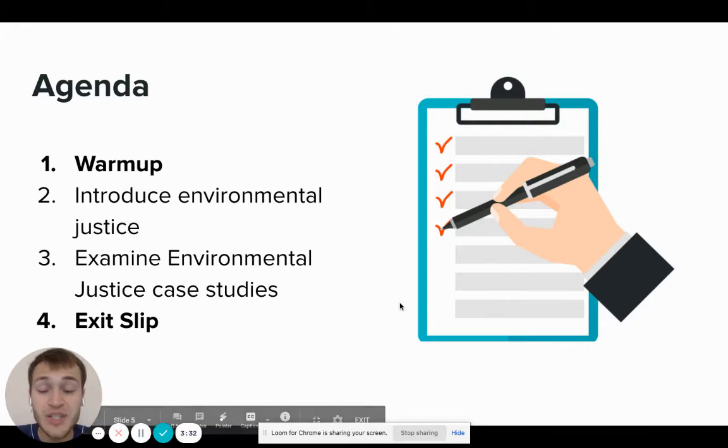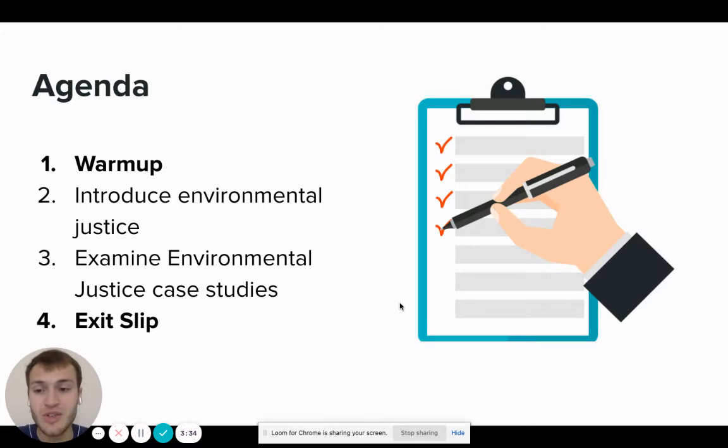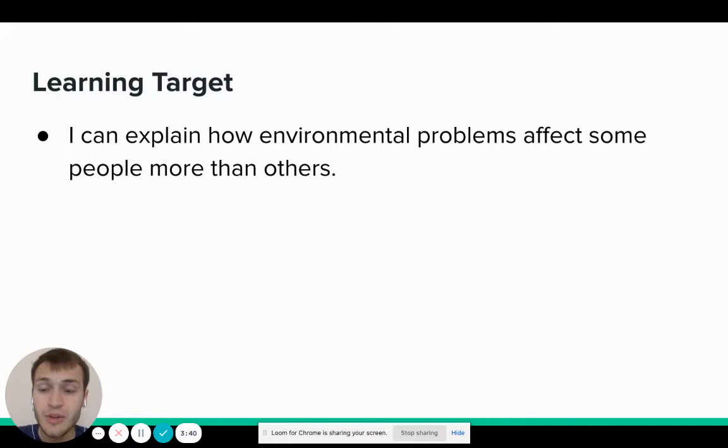Cool. So our agenda for today, we just did the warm-up. Next, we're going to introduce environmental justice. Then we're going to examine environmental justice case studies. And lastly, we'll do our exit slip. The learning target for today is: I can explain how environmental problems affect some people more than others.